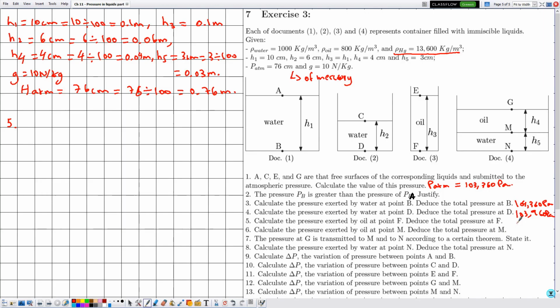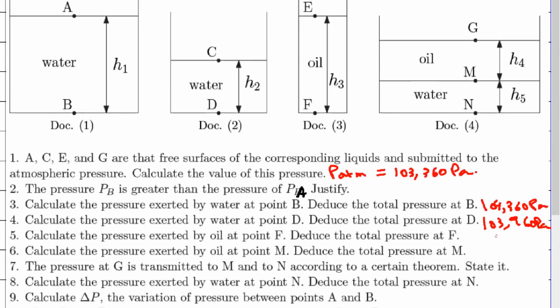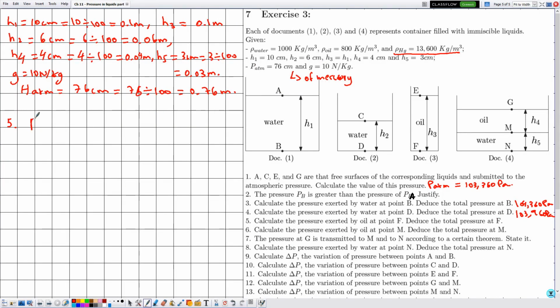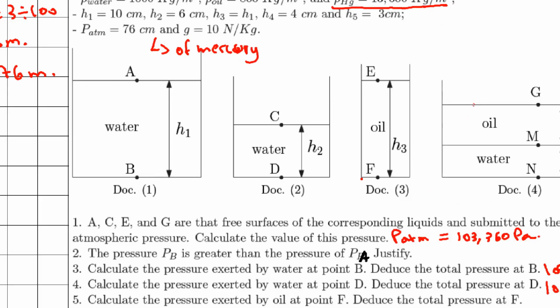calculate the pressure exerted by oil at point F. So notice that here F is being submitted to two pressures, the pressure due to oil and the atmospheric pressure which is being applied at the point E, and according to Pascal's theorem, this pressure is being transmitted through the liquid, but here we are interested only in calculating the pressure exerted by oil. So this is given by P oil, which is equal to the density of this liquid, which is the density of oil, times G times the depth at which we are calculating this pressure, which is given by H3.